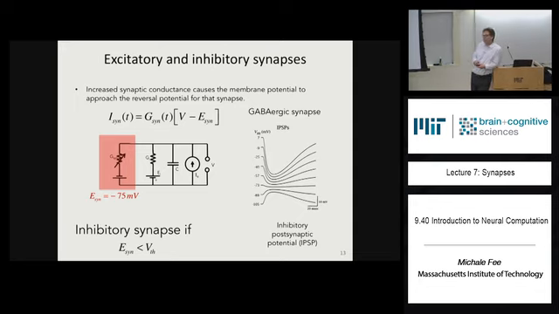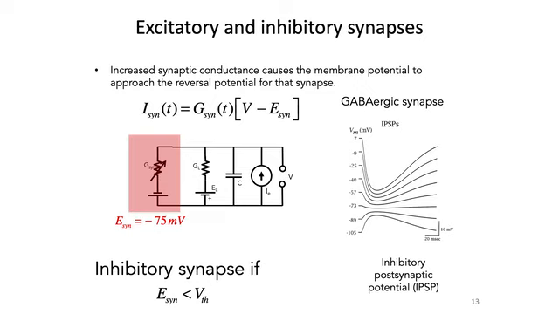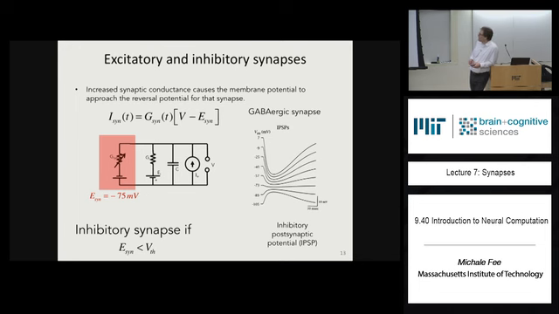Is that still going to cause a spike? Well, what do you think? It's inhibitory if the reversal potential is less than the threshold. So no matter how strong that inhibitory synapse is, can it ever cause a spike if the reversal potential is less than the threshold? Okay, all right, let's go on.